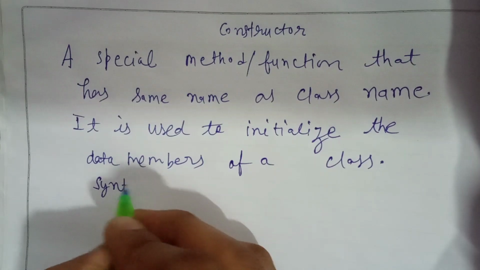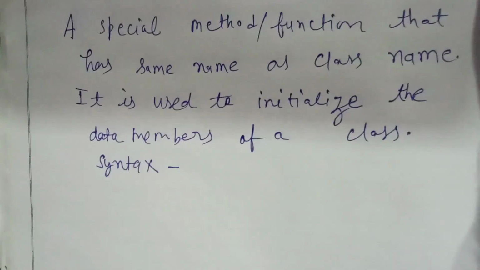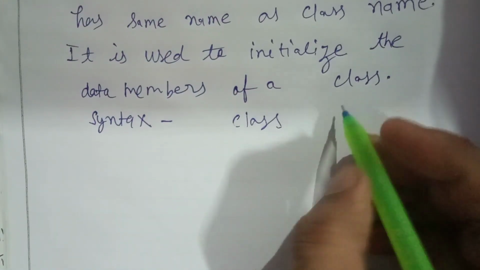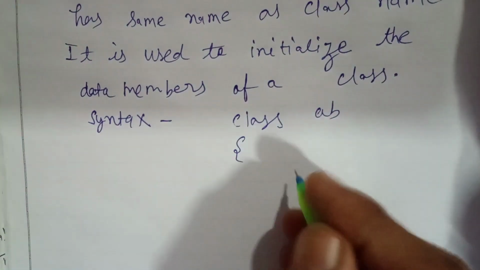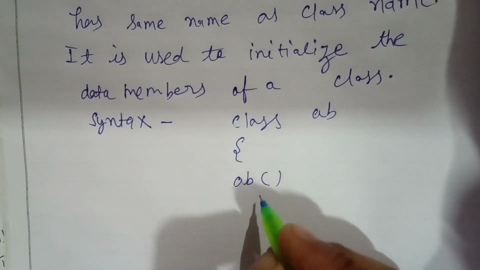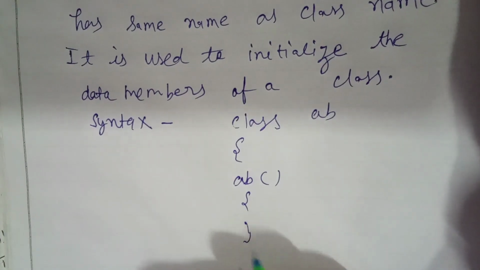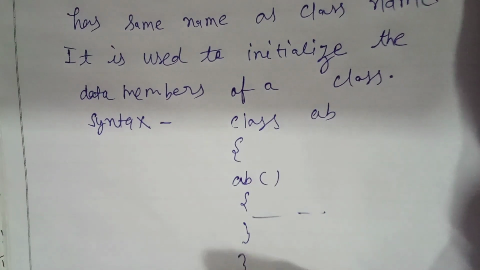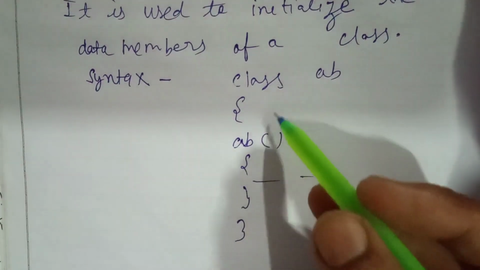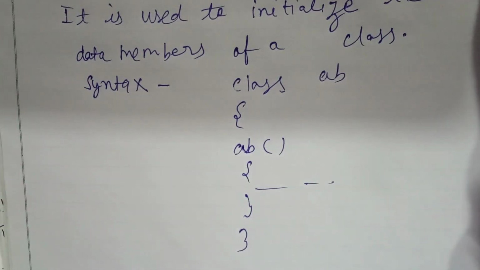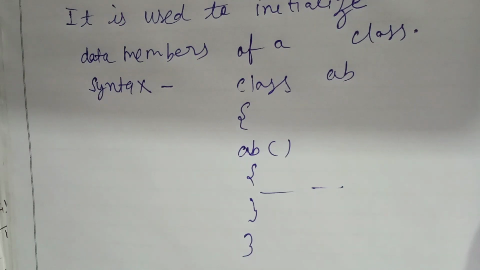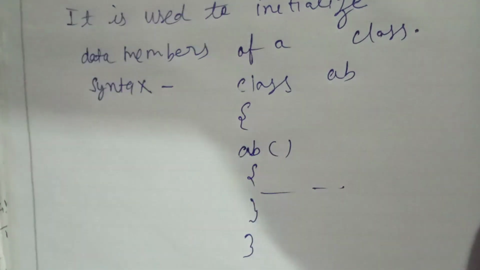Okay, so let's see the syntax for it. What is the syntax for constructor? In syntax we'll write here class name. Suppose a class name is AB, then the constructor will be something like this: the name of the class itself, and then there will be body of constructor. There may be some certain set of initialization statements, and then the class will be closed. This is a common syntax for a constructor. Now we will take an example, and with the help of that example we will understand how constructor works.